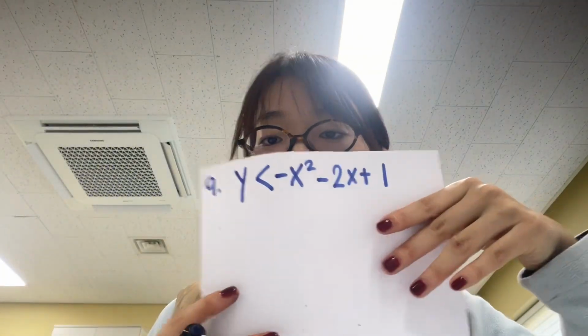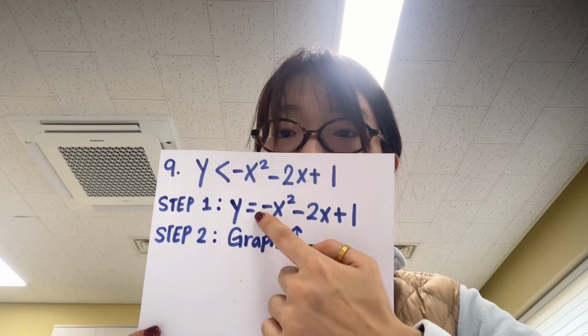Y is smaller than negative x squared minus 2x plus 1. So step 1. Pretend like our inequality statement is an equality statement. Y equals negative x squared minus 2x plus 1.